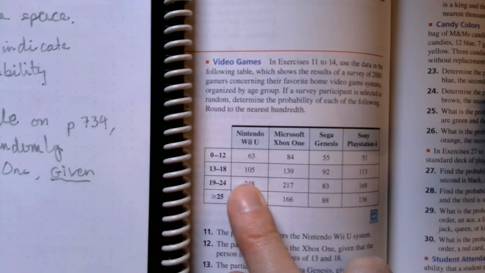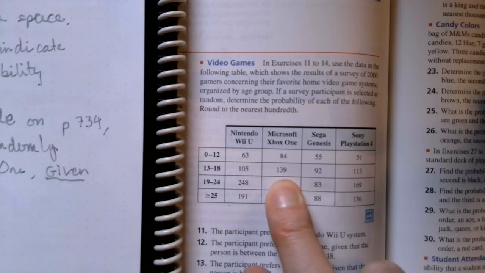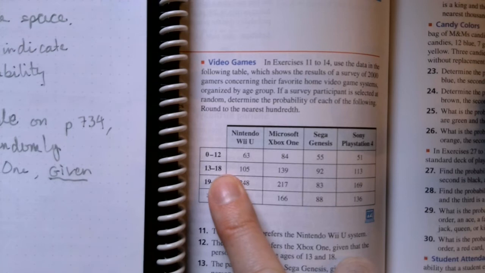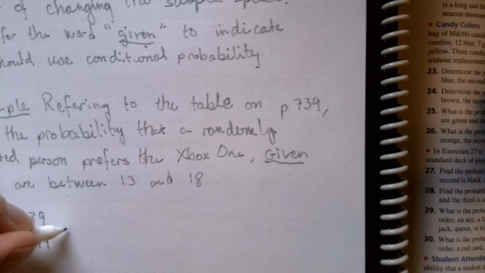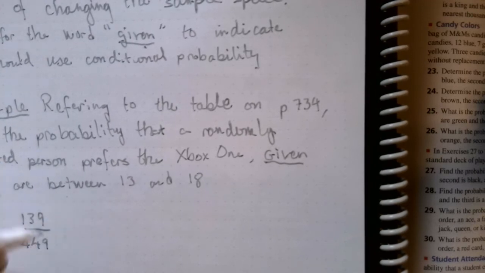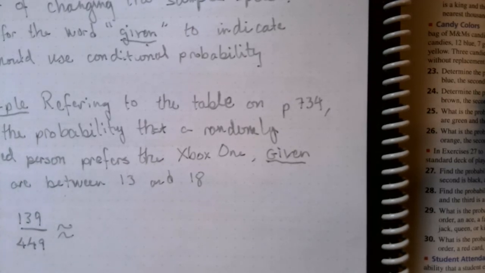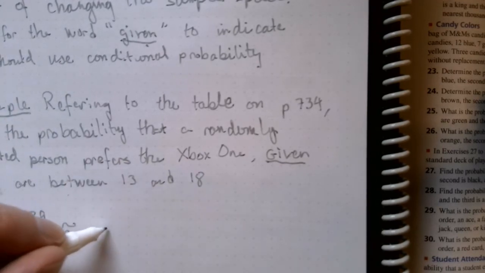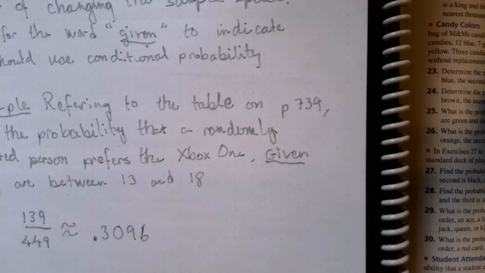Now, for the numerator, we wanted the probability that they prefer the Xbox One. So those 139 people are the 13 to 18-year-olds that prefer the Xbox One. So that's 139 over 449. And we could use our calculator to do an approximation. So that is approximately 0.3096.